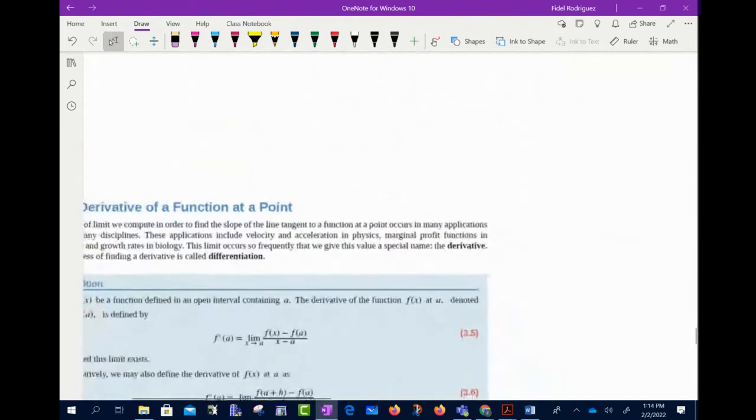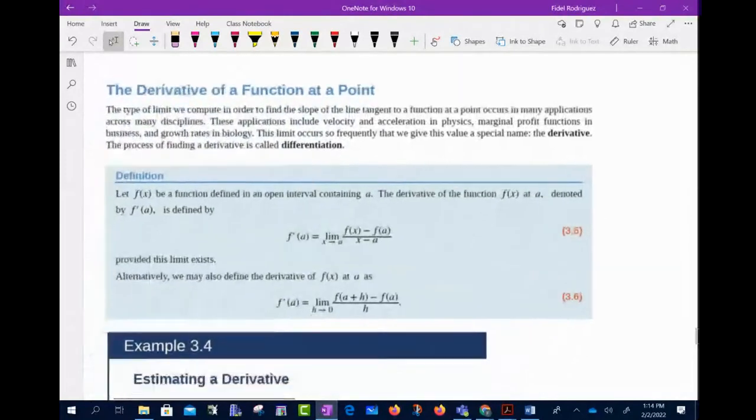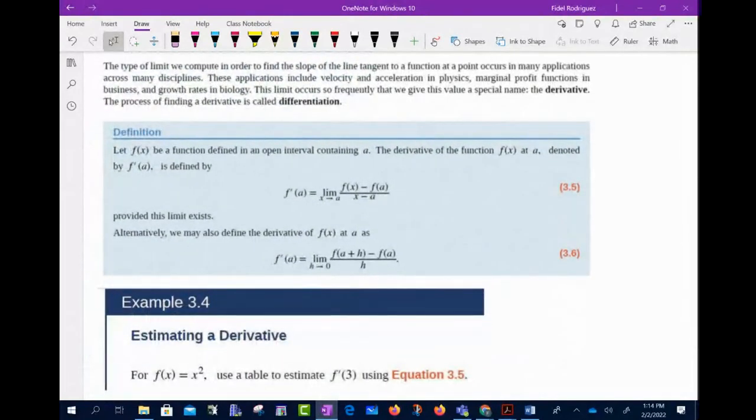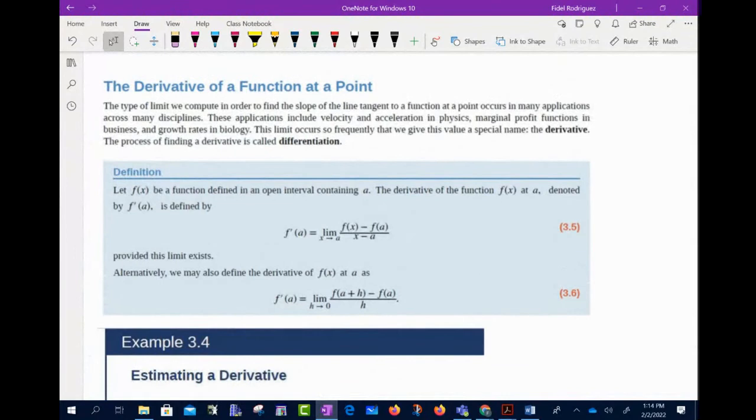Good. Okay, so now let's take a look here. We're talking about the derivative of a function at a point. It says, the type of limit we compute in order to find the slope of a line tangent to a function at a point occurs in many applications across disciplines. These applications are in velocity and acceleration in physics, marginal profit functions in business, growth rates in biology. The limit occurs so frequently that we give this value a special name. We call it the derivative. And the process of finding the derivative is what we call differentiation.